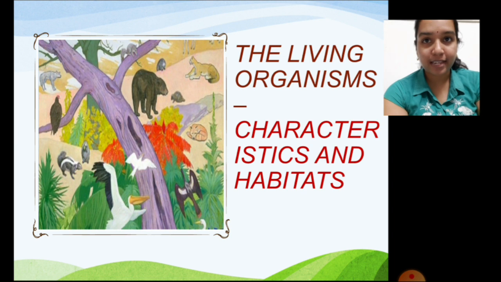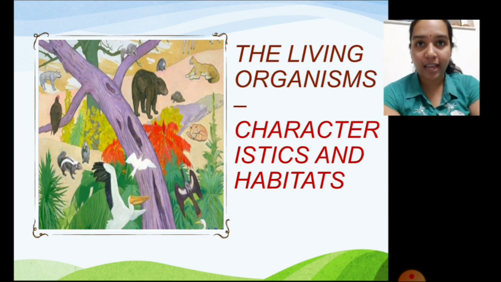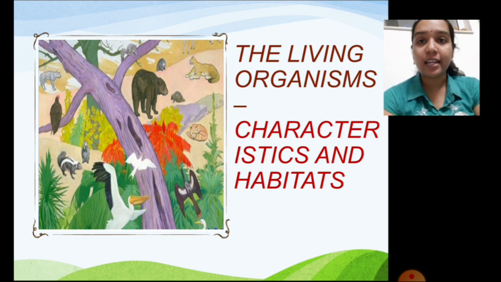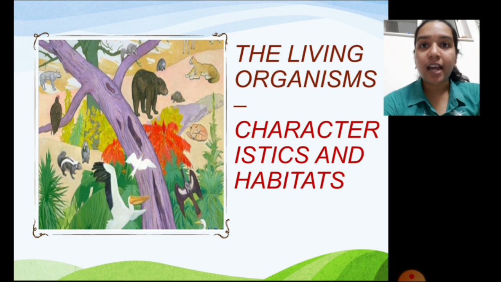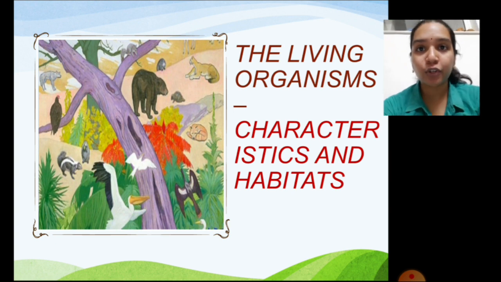Characteristics and habitat of these living organisms. The habitat of a living organism is dependent on its characteristics, and the characteristics of a living being depend upon its habitat. Habitat. The word habitat means the natural environment of an organism. It is the type of place in which it is natural for it to live and grow.